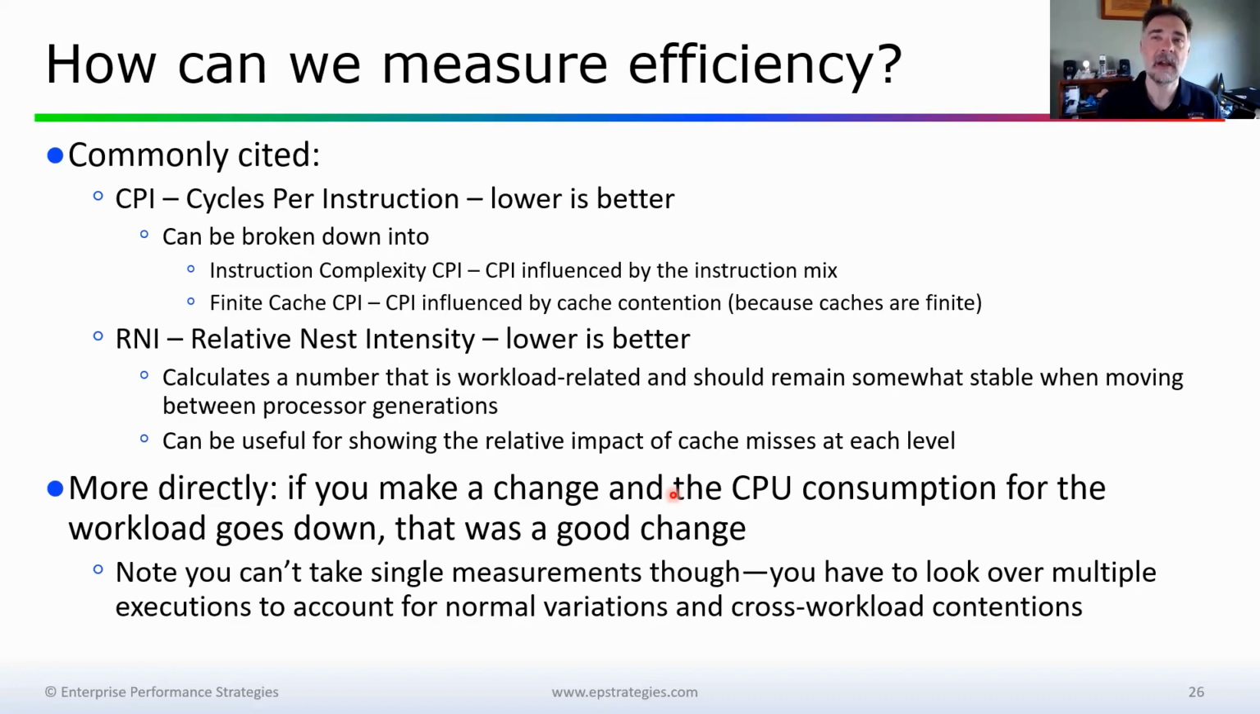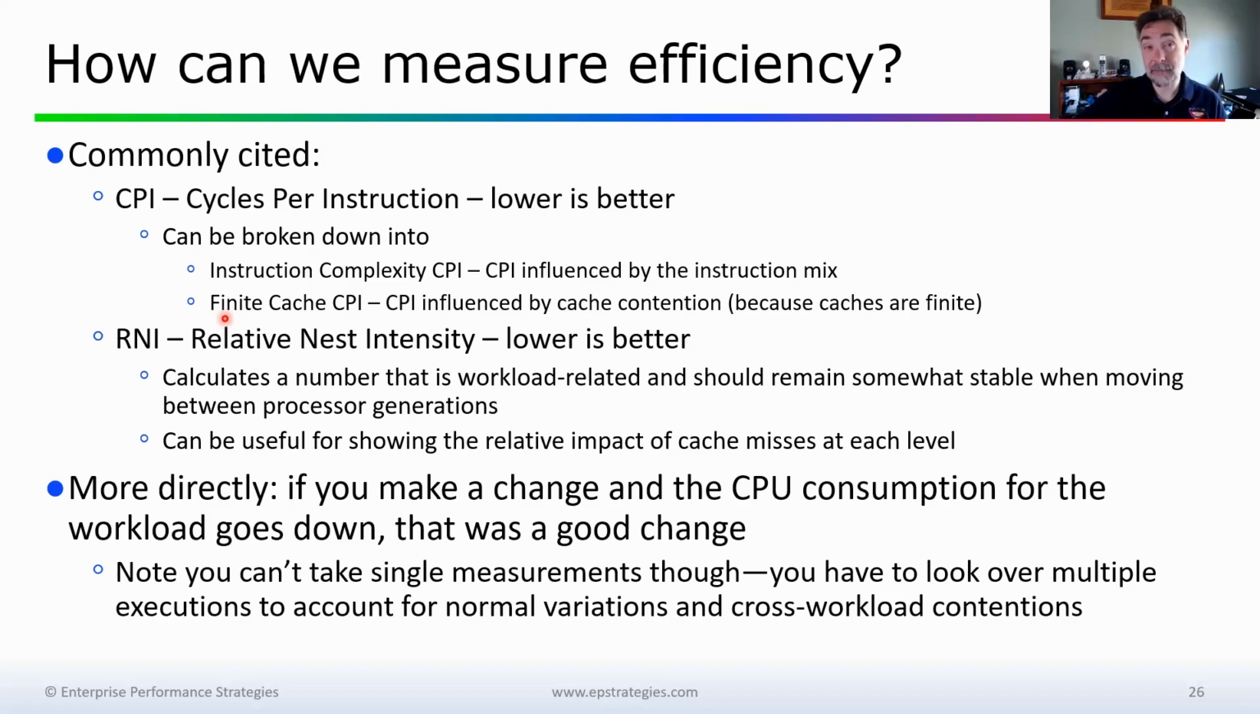Now, the other portion of CPI is what's called the finite cache CPI. This is the portion of the overall cycles per instruction that's influenced by cache contention, because the caches are finite and you won't always find the data that you're looking for in the L1 or the L2 cache or the L3 or the L4.